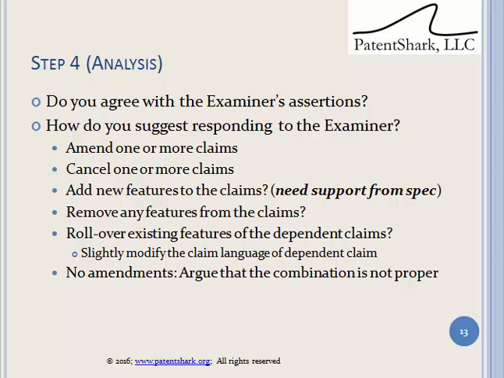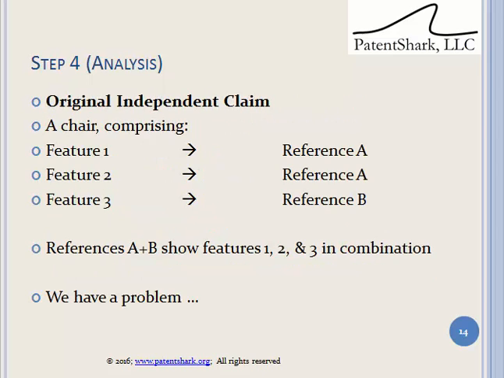Now let's look at how to amend the claims by either adding a feature or by expanding on an existing feature. Let's assume that the original independent claim refers to a chair. So the preamble of the claim states, a chair comprising feature 1, for example, at least one leg, which is shown by reference A applied by the examiner. Feature 2, for example, a seat, which is shown by reference A applied by the examiner. And let's say a third feature, a backrest, which is shown by reference B, which is also applied by the examiner. So in other words, references A and B in combination show the features 1, 2, and 3 stated in this original independent claim 1.